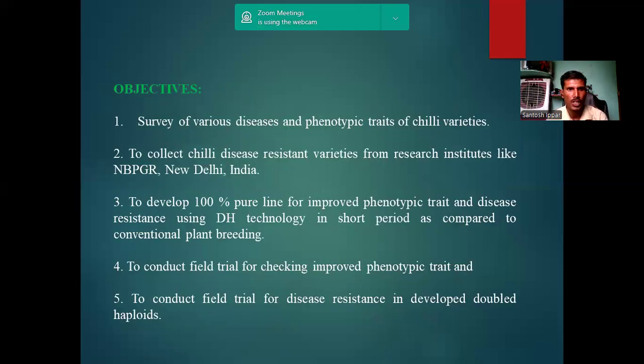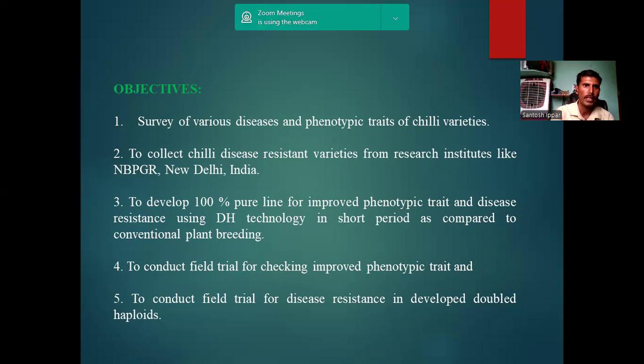Now, these are our objectives: a survey of various diseases and phenotypic traits of chili varieties; to collect chili disease resistant varieties from research institutes like NBPGR, New Delhi, India; to develop 100% pure lines for improved phenotypic traits and disease resistance using DH, meaning double haploid technology, in a short period as compared to conventional plant breeding; to conduct field trials for checking improved phenotypic traits; and to conduct field trials for disease resistance in the developed double haploids.